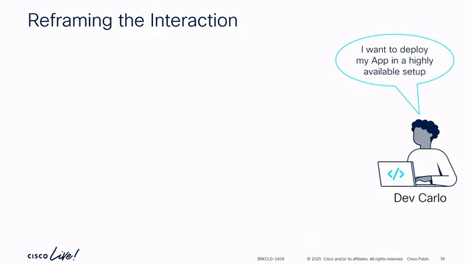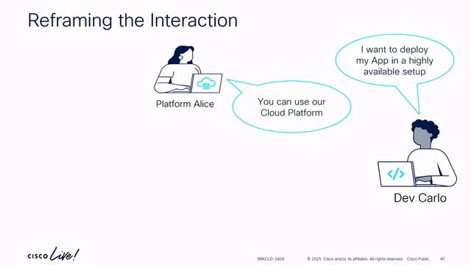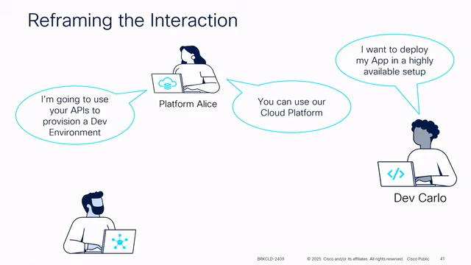So how could this look after a bit of rearranging, right? Something like this. Again, the same thing as before. I want to deploy my app. Okay, you can use our cloud platform now. Alice got in the middle, trying to help a bit. Let's see what happens. He's talking obviously to Bob, the infra guy.